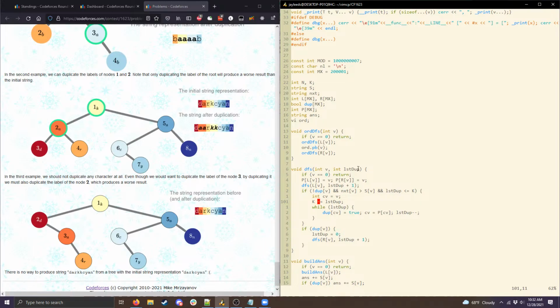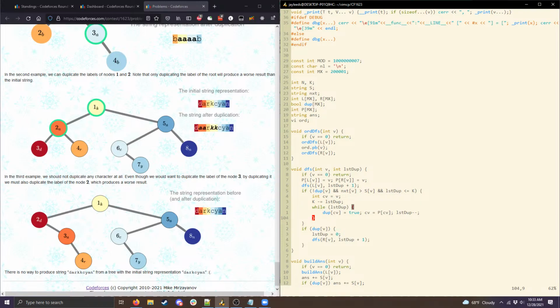First I DFS through the next branch of the tree, the left branch, because we prioritize the leftmost vertices. And then if we haven't yet duplicated this vertex, and if we want to duplicate this vertex, meaning the next letter is greater than the current one, and the number of characters we need to duplicate in order to make this happen, since we need to duplicate all of the ancestors that we haven't yet duplicated, is less than or equal to k, then I'm going to go ahead and duplicate this character. So I'm going to duplicate this character and its parents, all the ones we need to duplicate, until we reach a character that has already been duplicated.